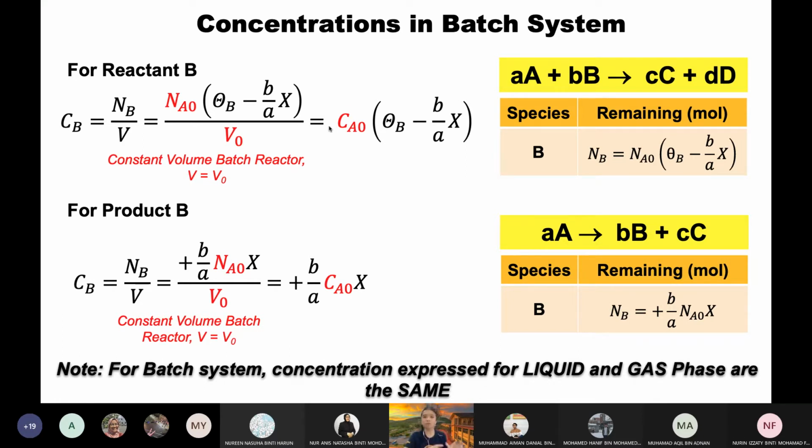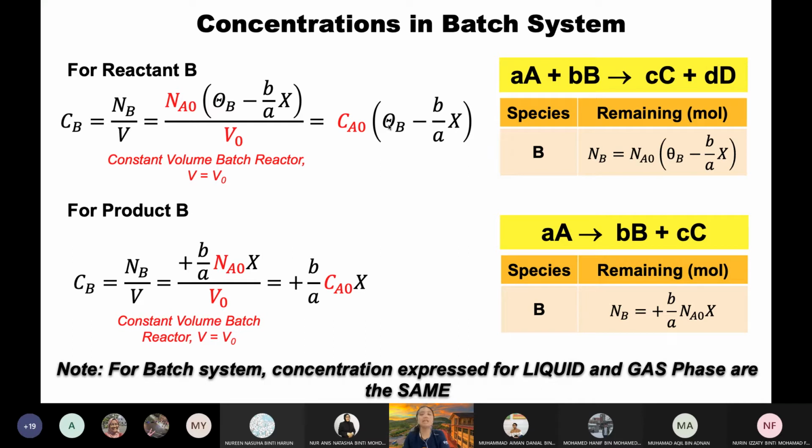And although we turn the V to V0, we don't simply turn it because we have an understanding volume reactor tak berubah. That's why the V can become V0. So kamu kena faham mathematics in chemical engineering, the mathematics is not changed sesuka hati. It changed according to the scenario or according to the phenomenon explained by the chemical engineering. Okay, sebab tu V jadi V0, then now it becomes CA0. So dalam bracket tu it still remains so theta B minus B per A X. So now tadi you express CA, now we have express for CB.